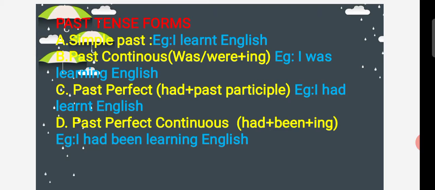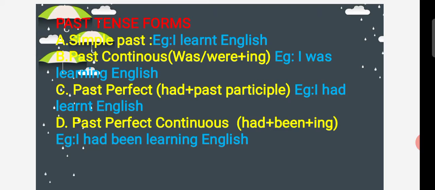Now let us move on to past perfect tense. Had plus past participle should come. So you know when it is present perfect tense, any perfect tense, you have to use the past participle form of the verb.